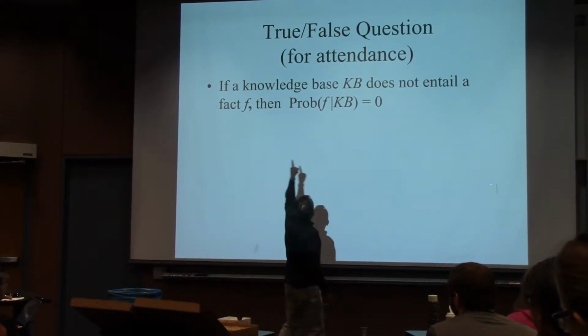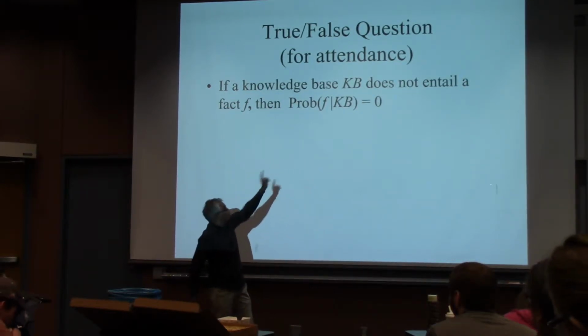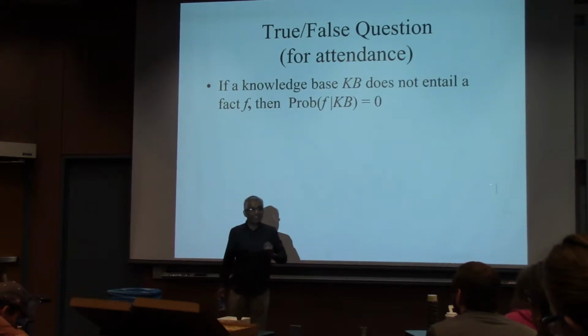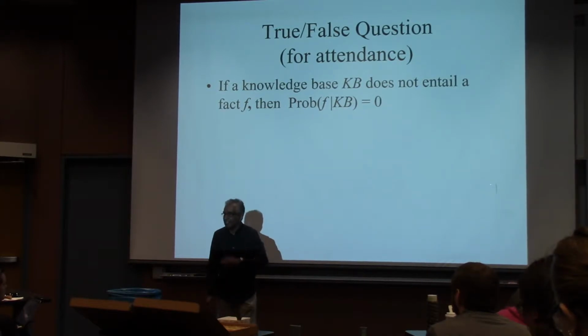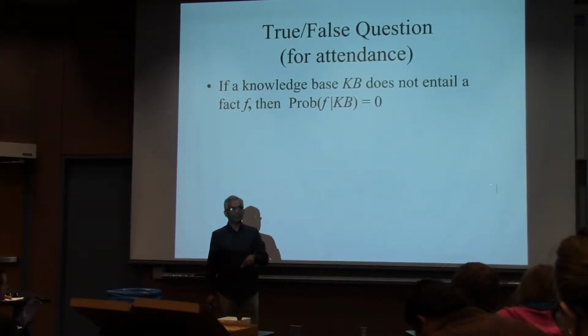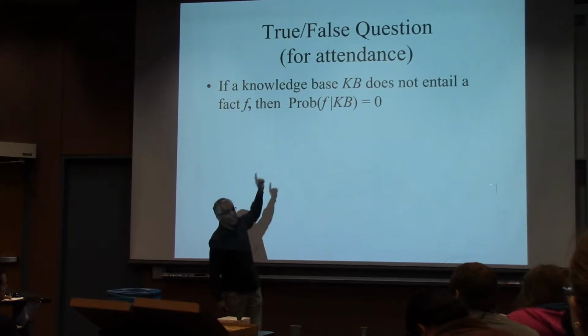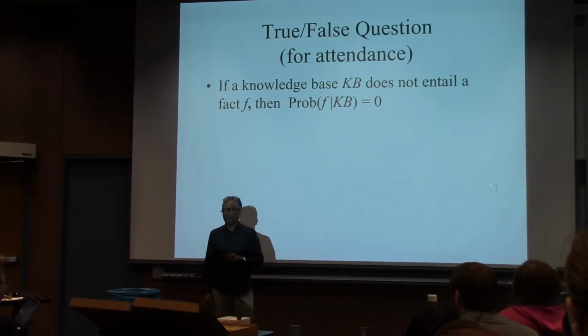All this is saying is that if you can't entail F, the probability of F given KB is not equal to 1. That's all you know. You don't know that it is equal to 0. You will know that it is equal to 0 if in fact KB entails not F. You see what I'm saying?